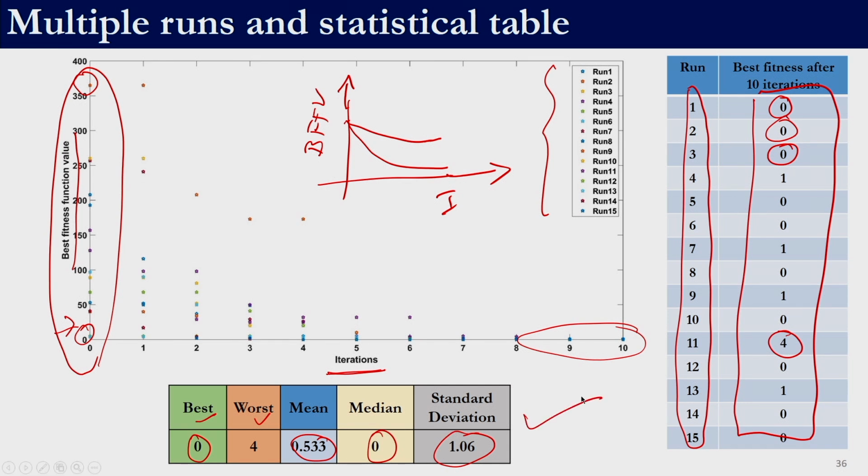So, now this table tells us how robust the algorithm is. If I do multiple runs, this statistical table shows me the performance of the algorithm across the runs. If the standard deviation is less, that means the algorithm is consistently converging to the same solution. So, this is how a statistical table is generated for an algorithm.